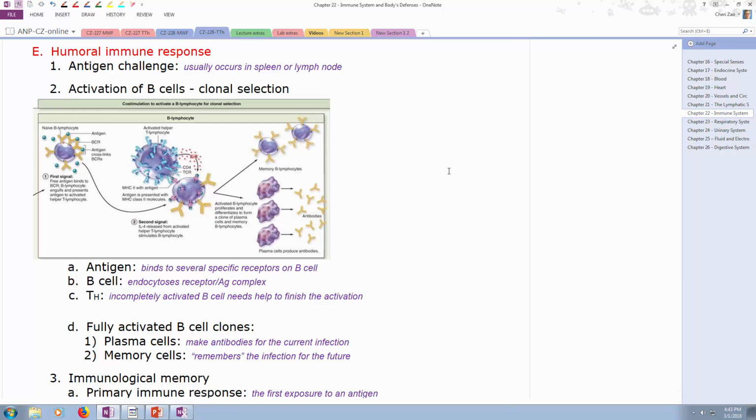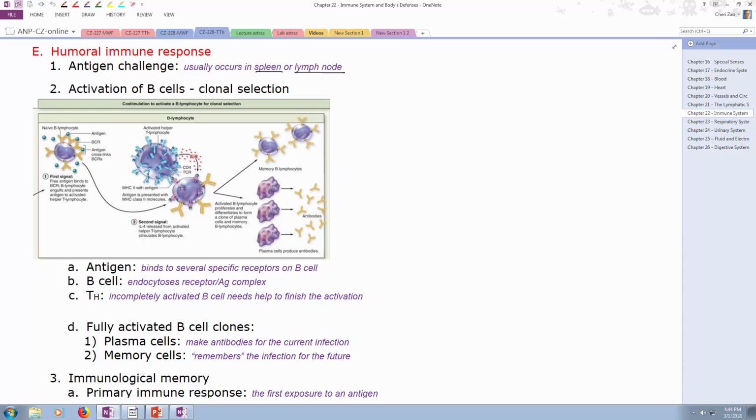That is cell-mediated immunity. Now let's talk about the humoral system, which is our B cells. Antigen challenge. So this is in the humors, in the fluids, and so antigen challenge will usually occur in the spleen because the problem is in the bloodstream, or in a lymph node because the problem is in what I would call soft tissues, because lymph nodes are everywhere, correct?